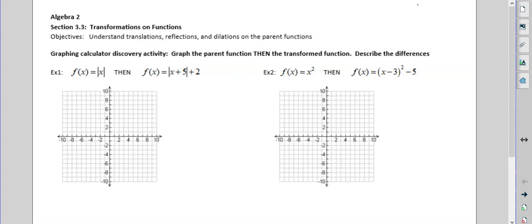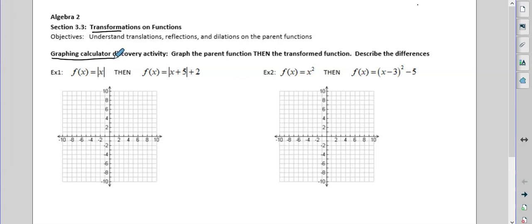All right, 3.3, transformations. Remember, transform just means changes. So we're going to be taking the parent functions and changing them. So number one, notice it says graphing calculator. So you're going to be using this. You should be practicing this. While you're doing those, if you have access to a graphing calculator, you should practice this. Or, in class later, practice with these.